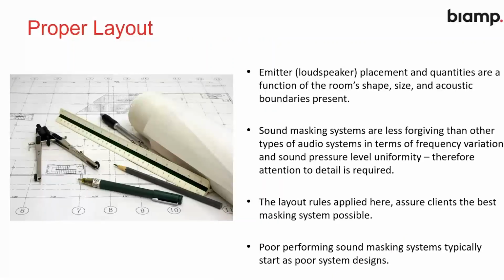So, where do we start? The emitter or loudspeaker placements are a function of the room space, so we need to get that correct. A very key point is that sound maskings are less forgiving than different types of audio systems, mainly because of the frequency variation. So we do need to pay attention to detail on them. And quite often, if we have a system that's performing badly, it will normally have one of the 4 key elements wrong. So it's key that we try to get the uniformity right.